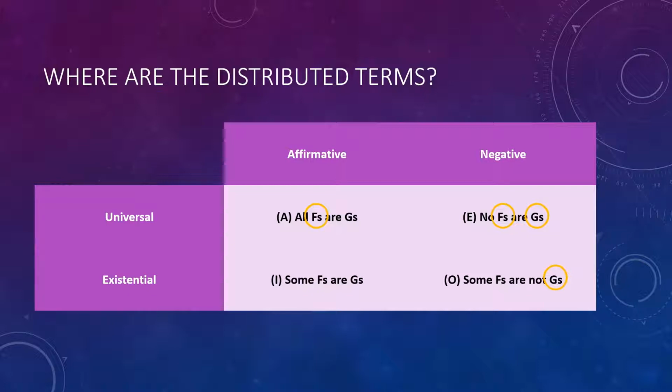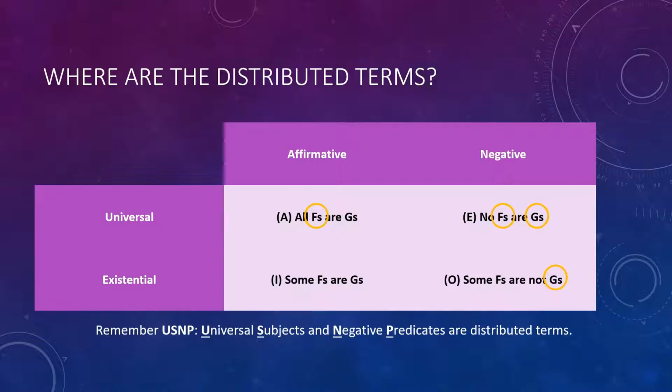There are two ways to remember where the distributed terms are. The first is the rule USNP, Universal Subjects Negative Predicates. So if you look across the top row of this table at our A and E sentences, those are our universal generalizations, you'll notice that the subjects of those generalizations are distributed. And then if you look down the right-hand column of this table, the negative generalizations, you'll see that their predicate terms are distributed. Universal subjects and negative predicates are our distributed terms.